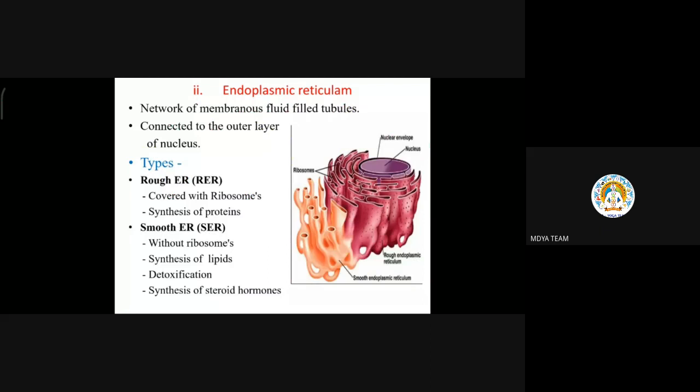Next one is endoplasmic reticulum. So what is endoplasmic reticulum? A network of membranous fluid-filled tubules. You can see in the picture, it is present just beside the nucleus, or it may be present just around the cell membrane too.